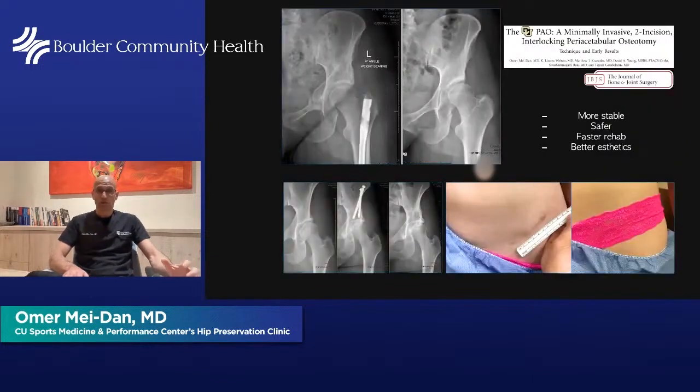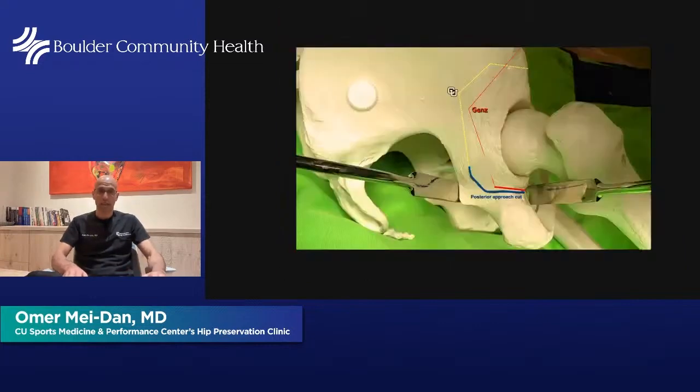About 10 years ago, I trained doing both of these, and after seeing the pros and cons of each one, I developed a new technique called the CUPAO, which is now being utilized by many surgeons around the world. That technique takes the best out of both worlds, trying to eliminate the disadvantages. It results in a more stable construct after you cut and rotate it. It's much safer to the sciatic nerve, and it enables a much faster rehab with much better aesthetics. And we're going to show that.